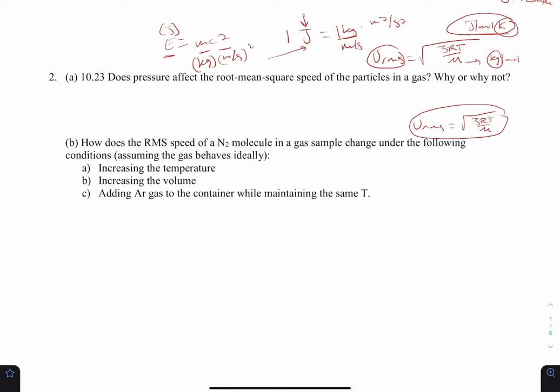So, for example, when we get later to the volume or increasing volume, that's not going to affect... don't confuse this with the ideal gas law. That's not going to affect the root mean square speed of my gas particles, because even if I increase the volume, remember, root mean square is in direct proportion to the kinetic energy of my gas sample. Your kinetic energy of the gas sample does not change with volume.